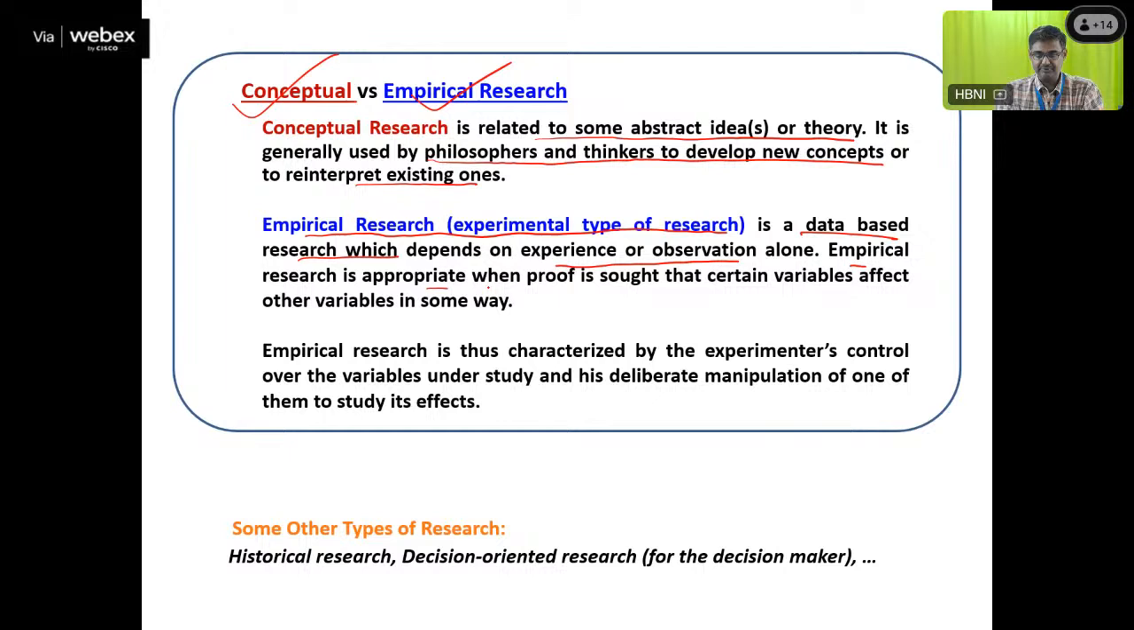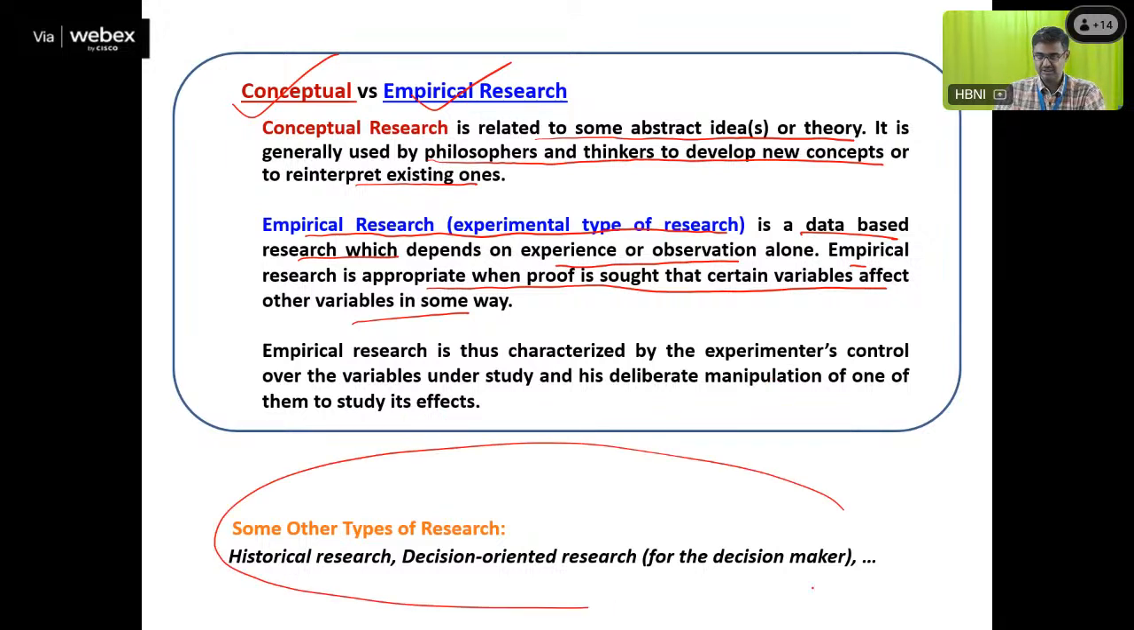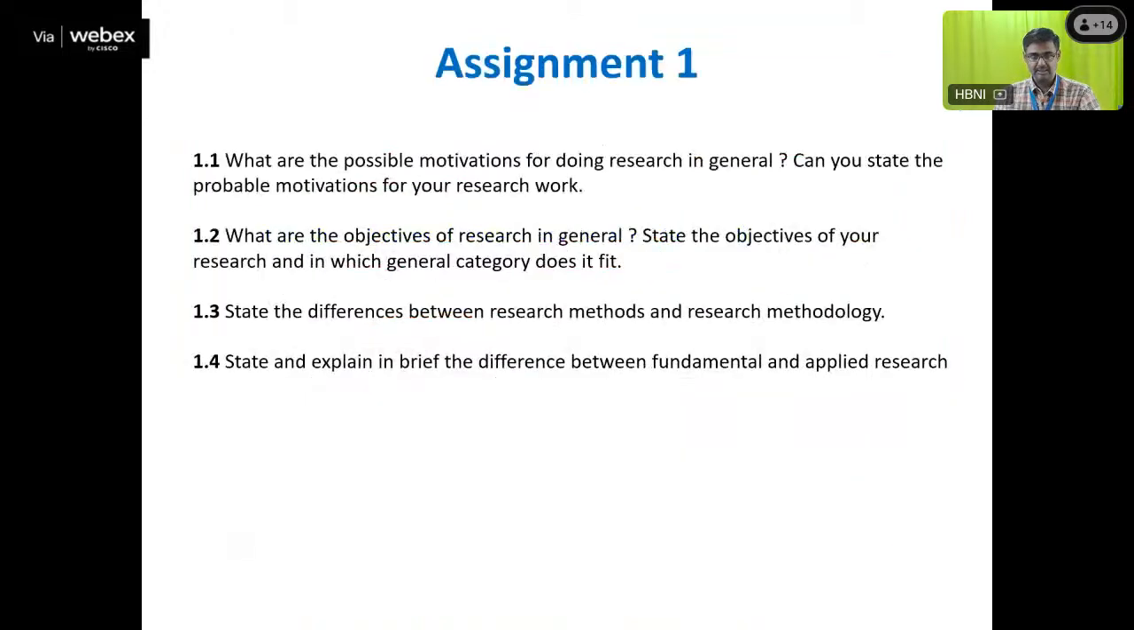Empirical research is appropriate when proof is sought that certain variables affect other variables in some way. Empirical research is that which characterizes experimental control over variables under study, and thus is deliberate manipulation of one of them to study its effects. And there are certain other miscellaneous types of research, like historical research, decision-oriented research for decision makers. And this is the assignment which I think you can do, and make it short.